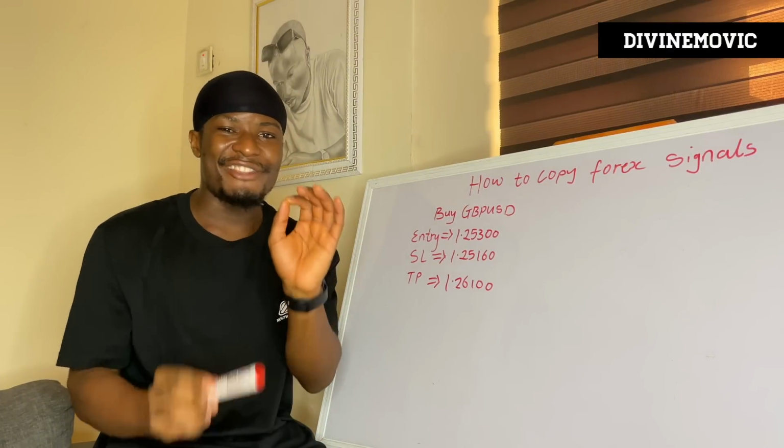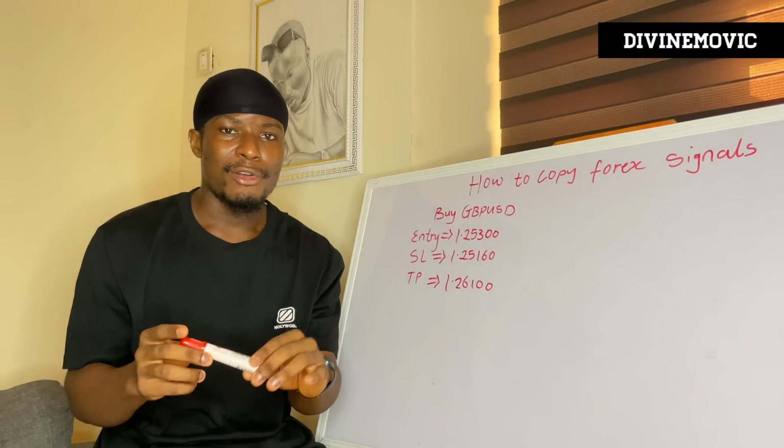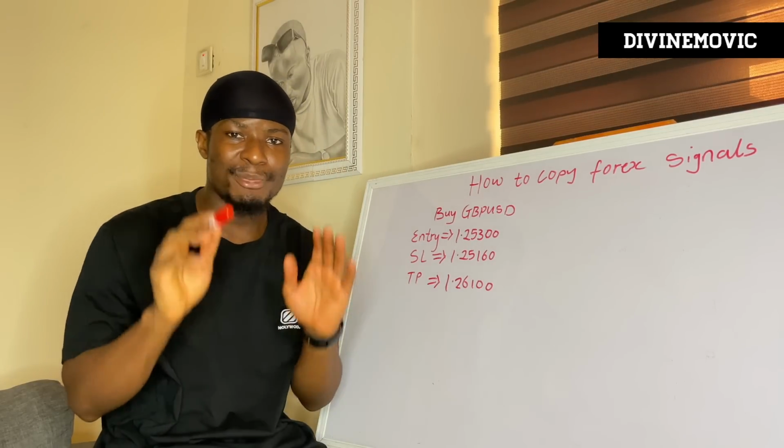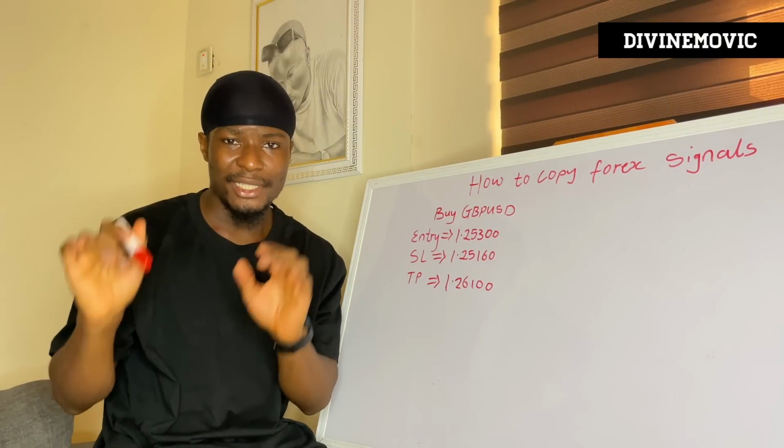Now, there are 5 parameters you need to understand for you to be able to copy this signal correctly. And I'm going to explain those 5 parameters in this video.